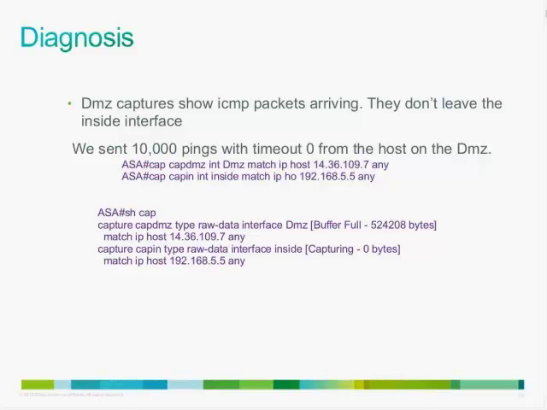And I'm also applying the capture on the inside interface. As you can see on the inside, the IP address changes to the real address of the source that I'm trying to reach from the DMZ. So let's do the show cap. We're sending a boatload of pings from the DMZ host, and we're going to see what captures show up where. As you can see, the DMZ captures are showing packets arriving, but they don't seem to egress the ASA's inside interface destined to our host. So what could be the problem?